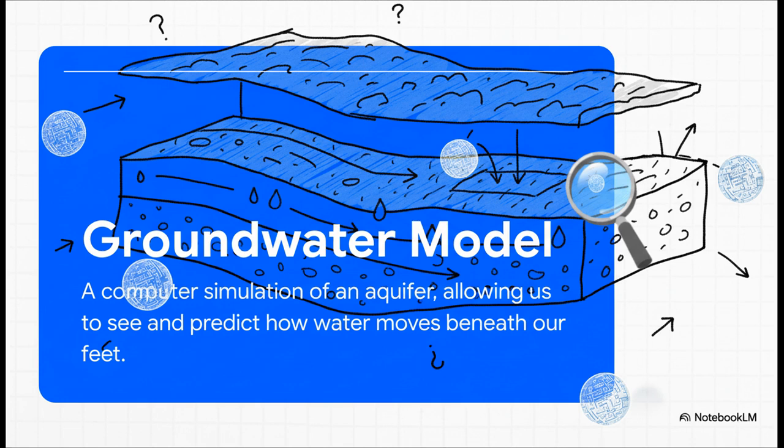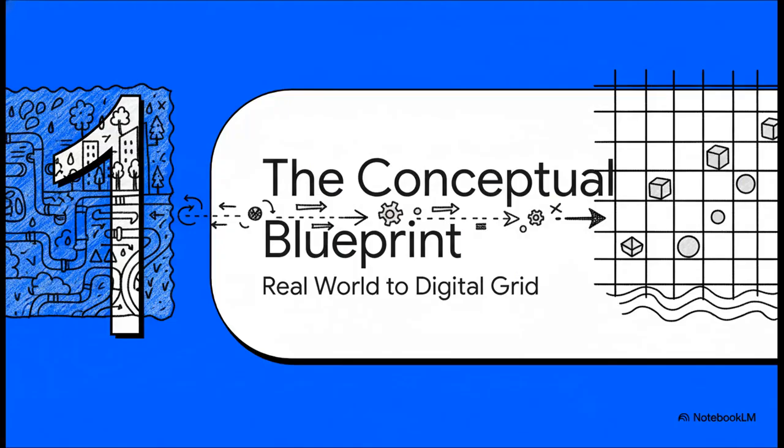Honestly, the best way to picture it is as a digital twin of an aquifer. It's a super complex computer simulation that basically gives us X-ray vision. It lets us see what's happening underground, understand the present, and even predict what's coming next for our water supply. So how do you even build one of these digital twins? Well, the first step is all about creating a conceptual blueprint. It's about translating the messy, complex real world into a structured digital grid that a computer can actually understand.